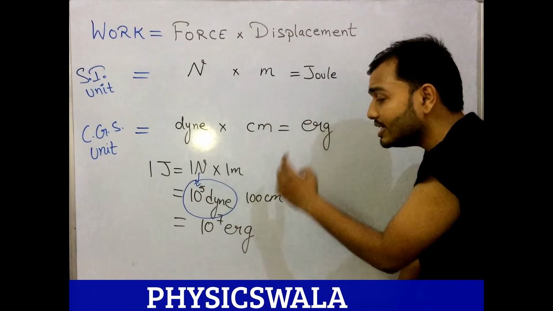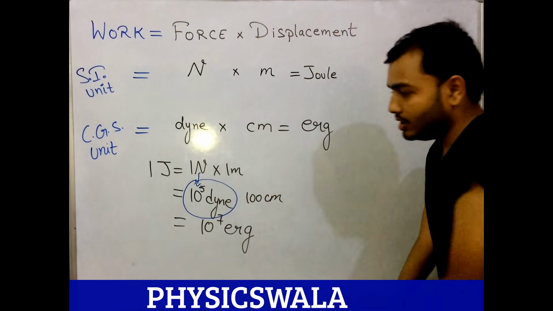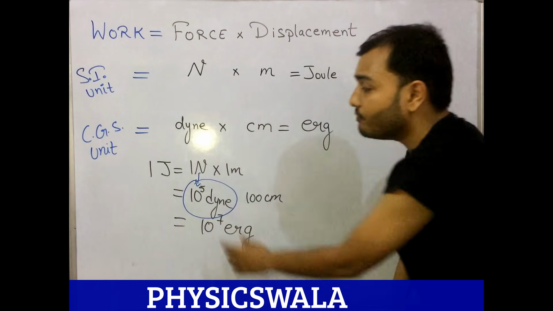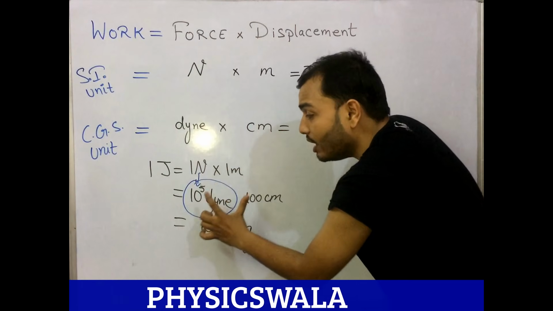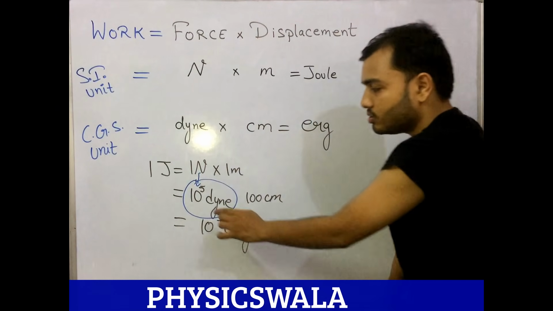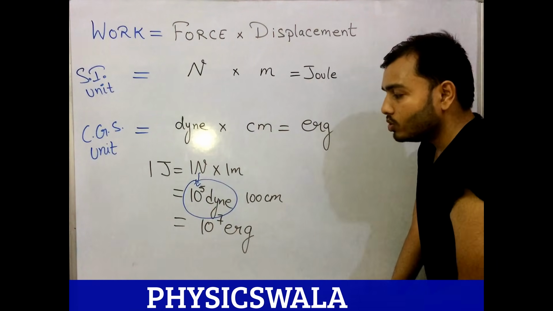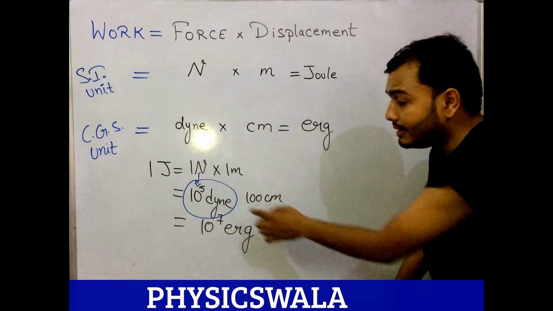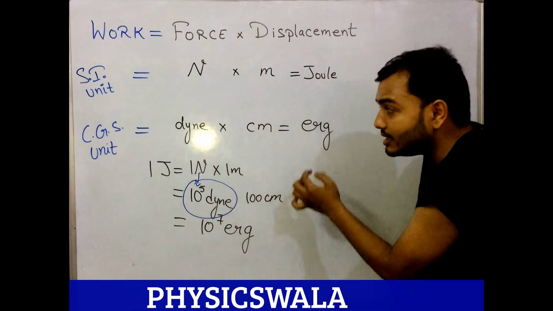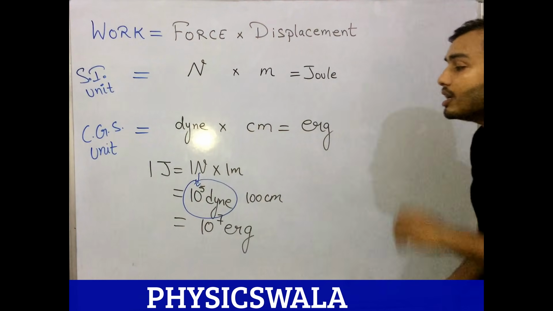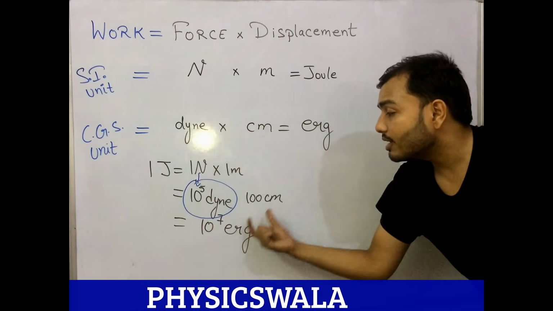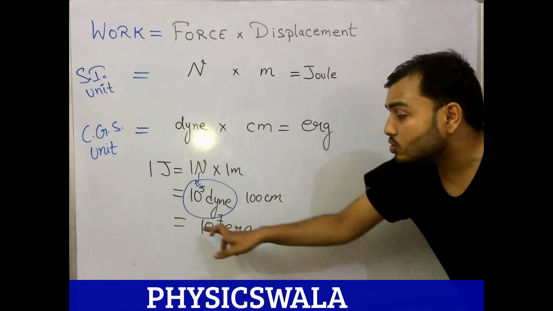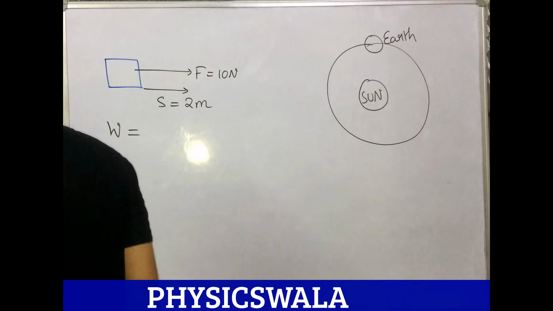And 1 meter contains 100 centimeter. This you must be knowing. 1 meter has 100 centimeter. And 1 Newton is 10 to the power 5 dyne. So 10 to the power 5 and 10 to the power 2, it becomes 10 to the power 7. And dyne centimeter is erg. So 10 to the power 7 erg. So 1 joule, bachcho, contains 10 to the power 7 erg.